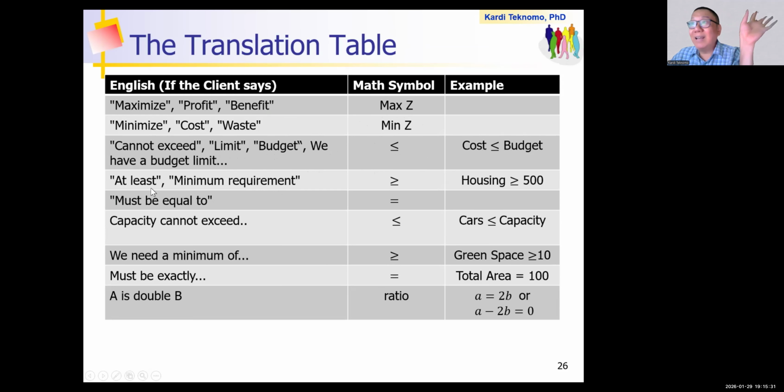If you see at least a minimum requirement, then you say greater than. Housing is larger than 500. If the client says must equal to, then of course equal. Capacity cannot exceed, that means less than: the number of cars is less than the capacity. If we need a minimum of green space, say 10 hectares, that means greater than. If you say double, then it's a ratio, so you can just put this value. So this is the cheat sheet.